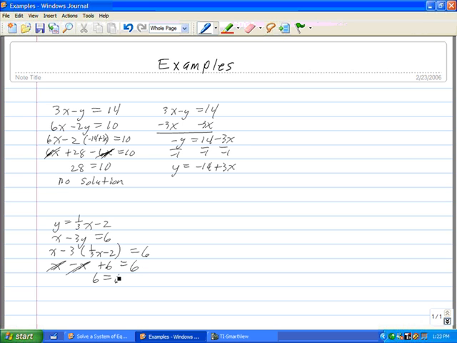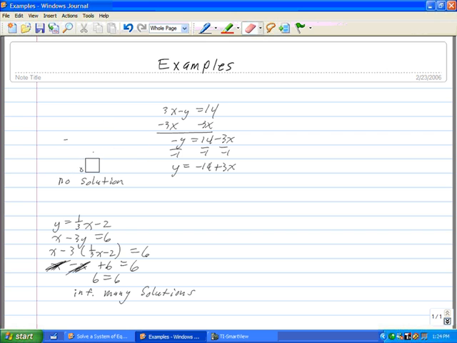When you're left with a true statement after the variables are completely gone, that means that that particular problem has infinitely many solutions. So that's the substitution technique, and those are the answers that you can get. You can get one solution, you can get no solution, you can also end up with infinitely many solutions.